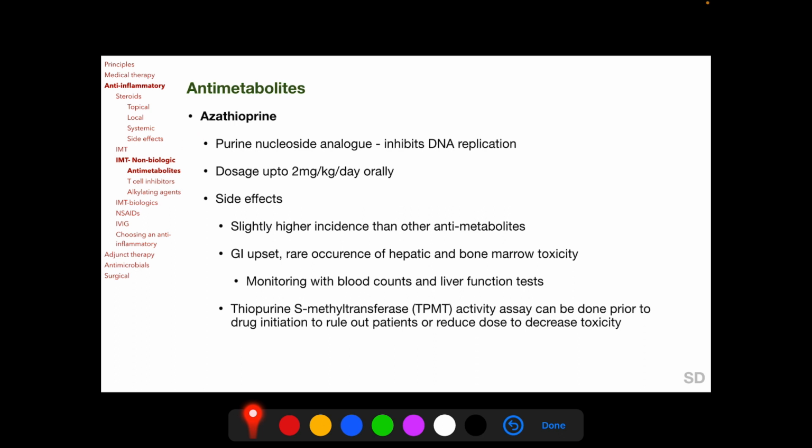Azathioprine, being a purine nucleoside analog, inhibits DNA replication, and the dosage is up to 2 mg per kg per day orally. The side effects with azathioprine are slightly higher than with other antimetabolites, and they include GI upset and rare occurrence of hepatic and bone marrow toxicities. So monitoring with blood counts and liver function tests are important. Assay for the enzyme thiopurine S-methyltransferase, which is involved in the metabolism of azathioprine, can be done prior to drug initiation to rule out patients in whom azathioprine cannot be given, or to identify patients in whom azathioprine must be initiated at a lower dosage.